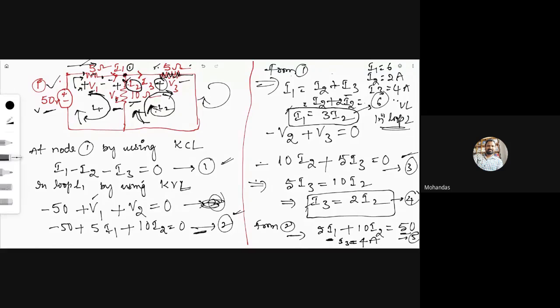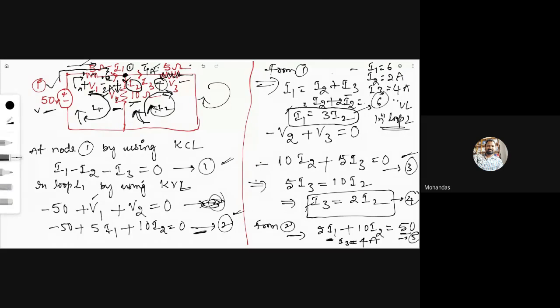See here, KCL is satisfied. How much current is coming from this source? We are getting a source current of how many amperes? I1 is 6. This 6 amperes current divides because at the parallel branch we get current division. We will discuss that later. This current is divided into I3 4 amperes here and 2 amperes here. So 6 amperes is divided into 2 amperes and 4 amperes. KCL is also satisfied: 6 equal to 4 plus 2.